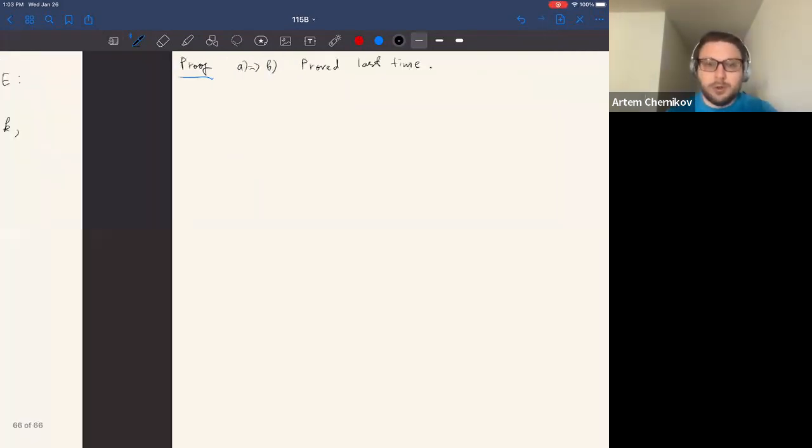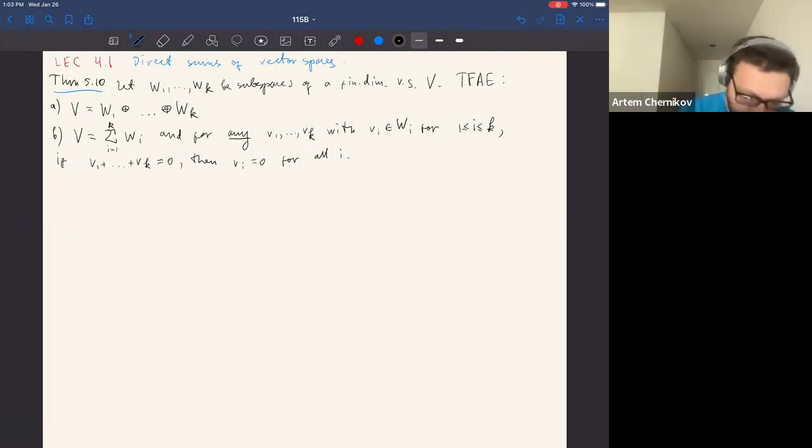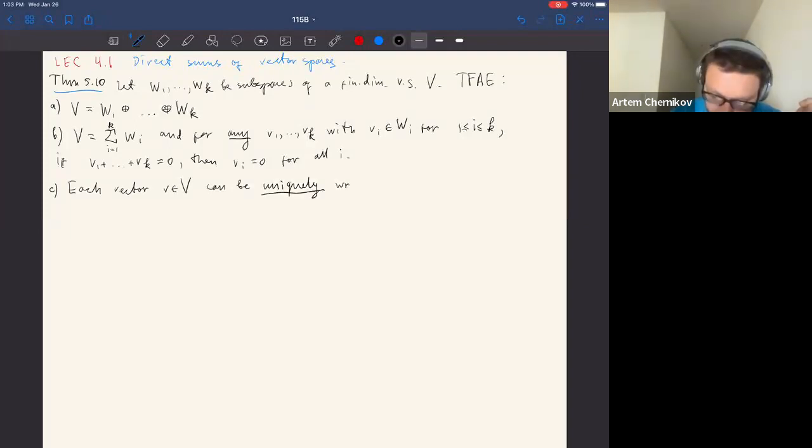The next equivalent property, C, says that each vector V in the space V can be uniquely, and it's very important here, uniquely written as a sum of vectors from the corresponding subspaces. So written as V equals V1 plus V2, et cetera, plus VK for some vectors Vi in the subspace Wi. There's only one choice of these vectors Vi from the subspaces Wi respectively so that their sum gives us the vector V.